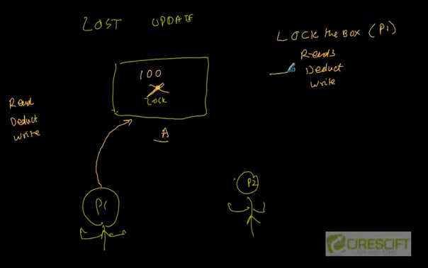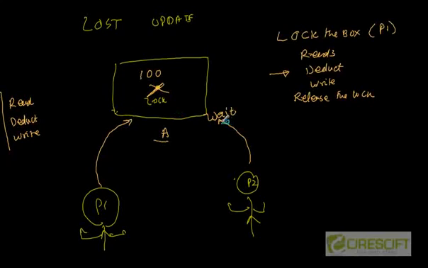While P1 is in this step of deducting, let's say P2 arrives, because we told both P1 and P2 to go on and do all these three steps. When P2 goes there, he cannot enter the box because somebody else has already locked it. So P2 is going to wait until P1 finishes read, deduct, write. After the write, he is done, so he releases the lock. When he releases the lock, the box is free again.